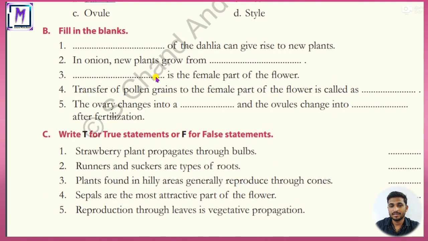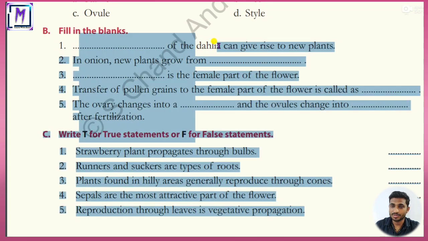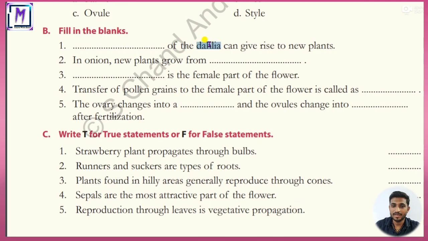Now see the next one, question B, fill in the blanks. The first question: blank of the dahlia can give rise to a new plant. That means which mode does this plant, dahlia, use for its reproduction? As we know, dahlia is reproduced through its roots. So we have to fill in root here.